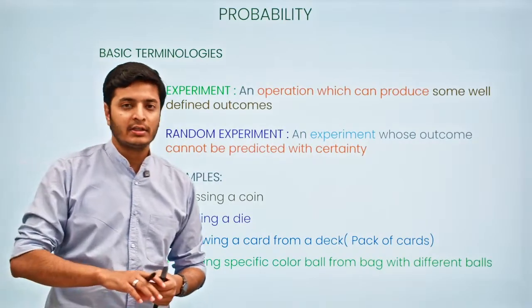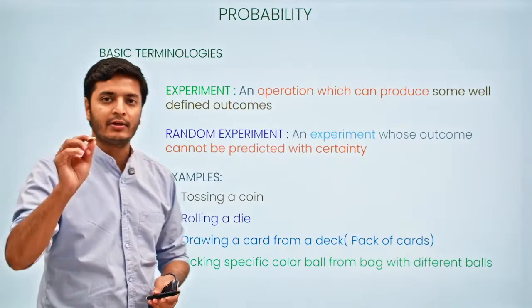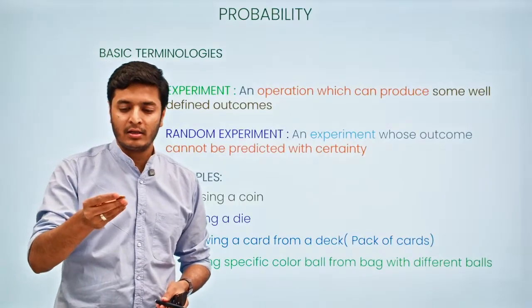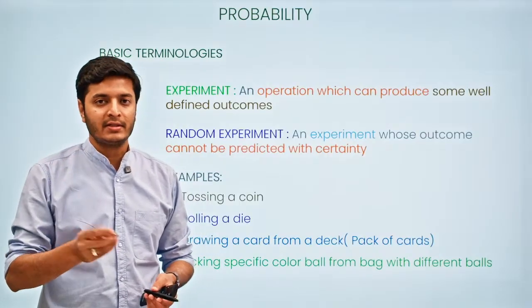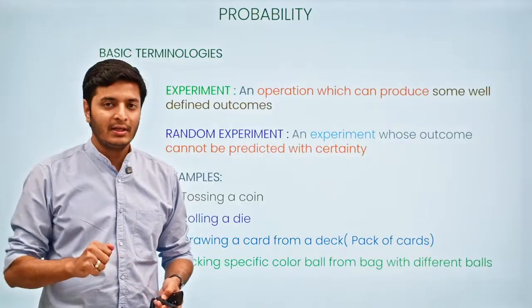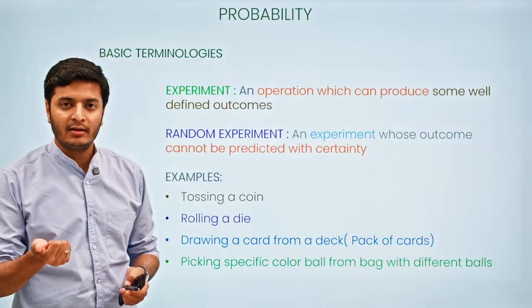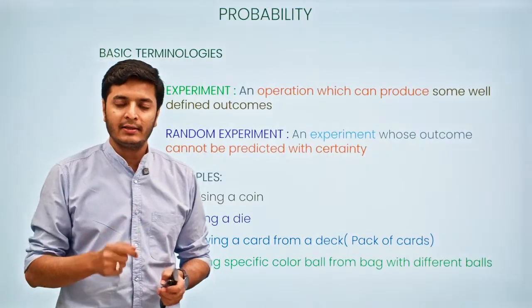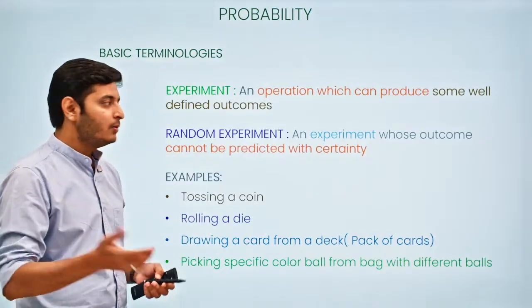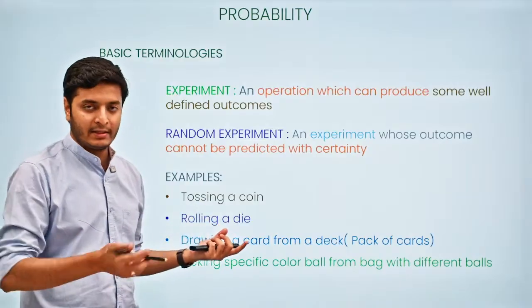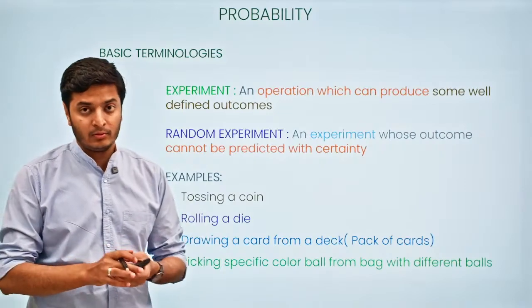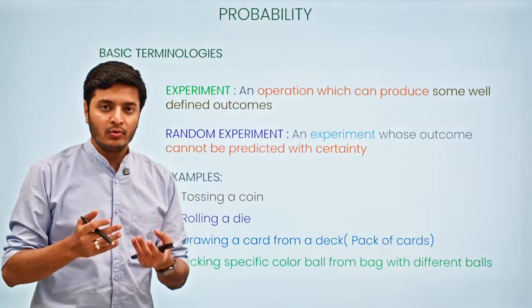Examples would be tossing a coin. Suppose I'm having this coin in my hand, so there are two faces. Either it will land facing heads up or it will land facing tails up, right? There are only two faces, heads and tails. If I'm tossing it, then what are the chances I will be getting heads or getting tails? Equally likely, no? You can find the probability of getting heads or tails depending on how many times you are tossing the coin.